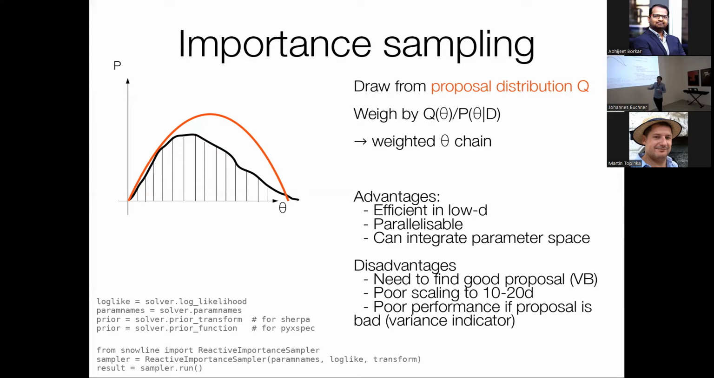And that can be efficient, especially in lower dimensions. It's easy to parallelize because you're just drawing samples and evaluating them. And you can do integrals, but it really is reliant on getting a good guess of this proposal distribution. And it also doesn't work very well for high dimensions. But in BXA, you can get out the prior and the likelihood, and then apply a sampler like this to your problem.